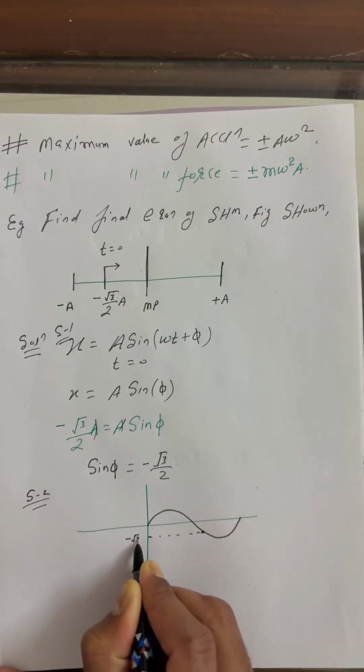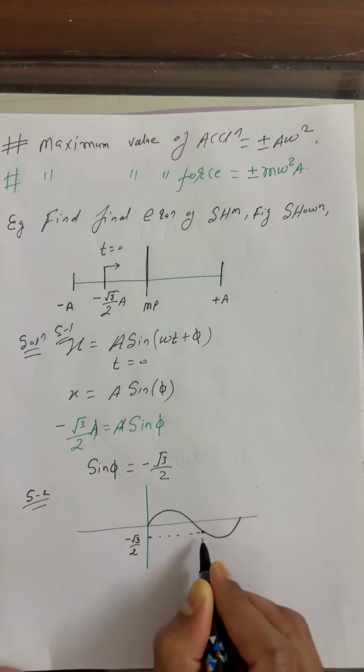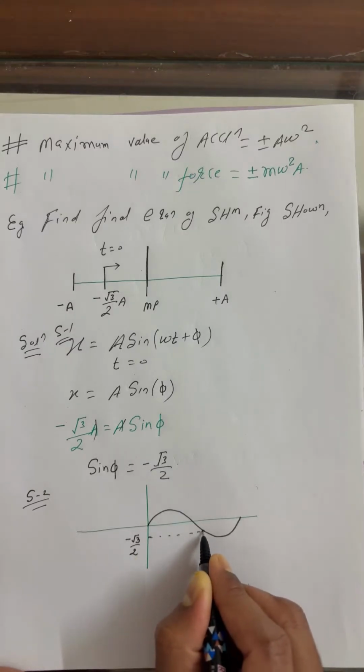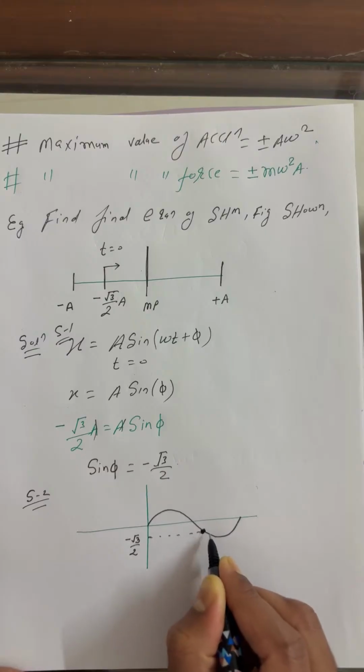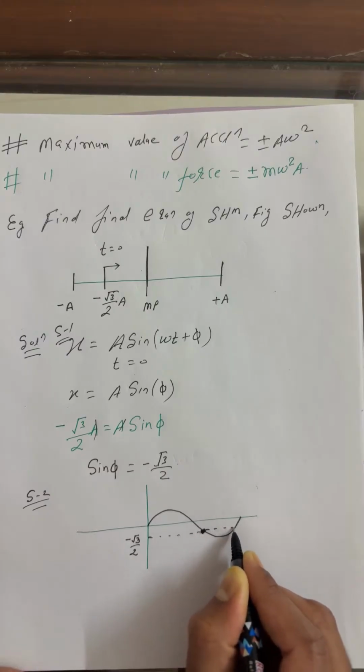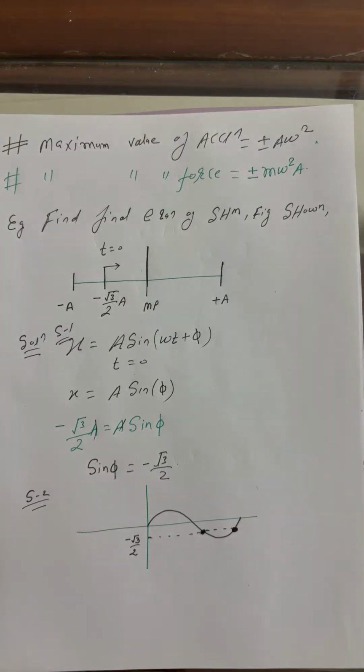Listen beta, this point here, root 3 by 2. You have to draw a line. Then you can see this line will cut the graph at 2 points. Will cut the graph at 2 points.